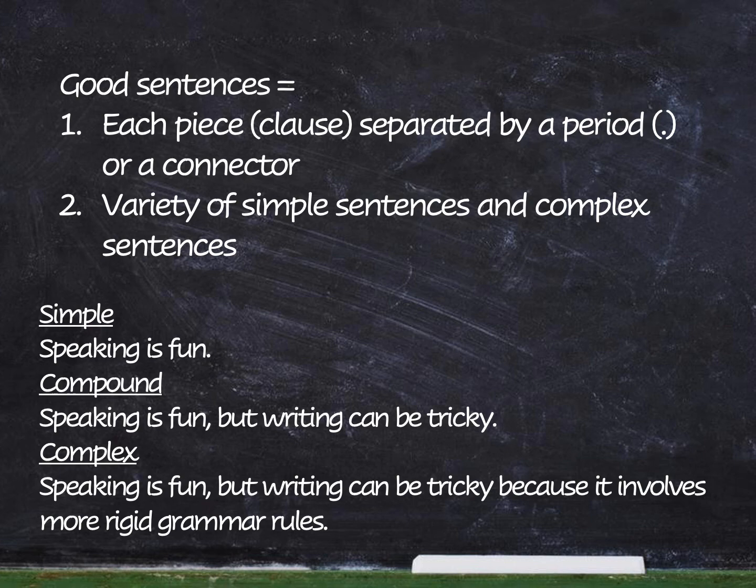So a simple sentence is just one piece or independent clause. We say, like, speaking is fun: one subject, one verb. Or we can have a compound sentence, which is two of them joined together with a connector. Speaking is fun, but writing can be tricky. Or we can have a complex sentence. We can say speaking is fun, but writing can be tricky because it involves more rigid grammar rules. So let's keep talking about this in my other videos.